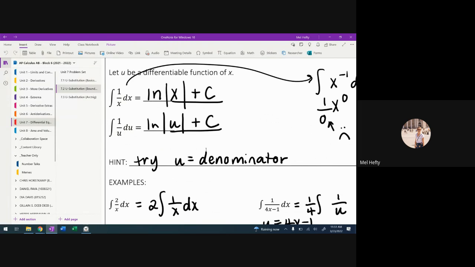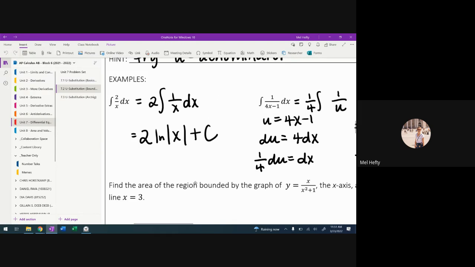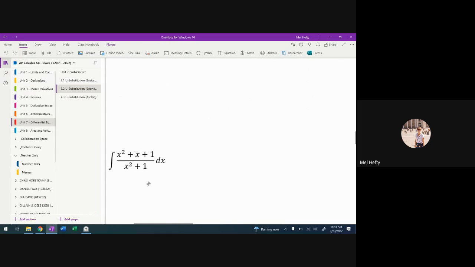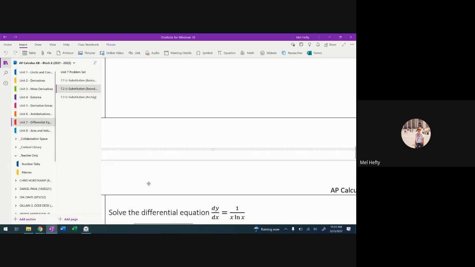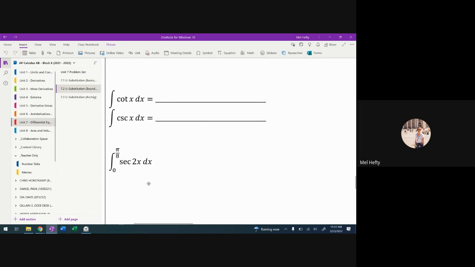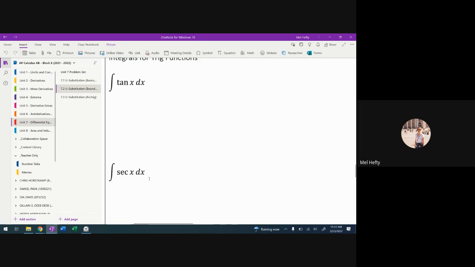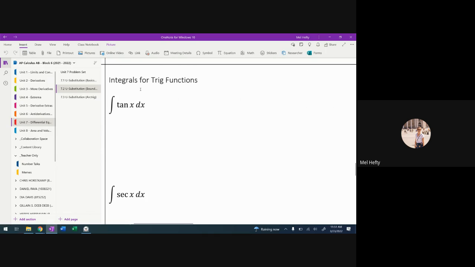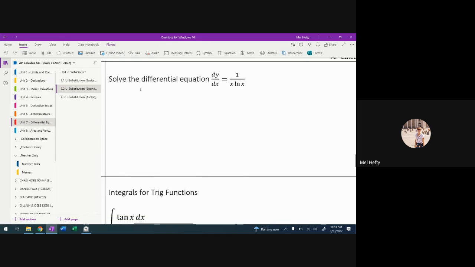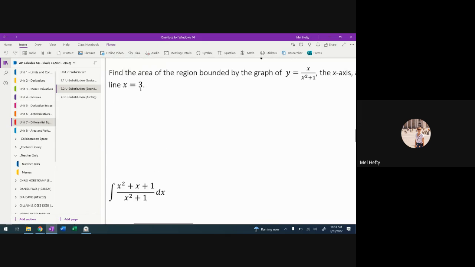We got natural log, so we got a good idea of trying u as our denominator if it was a little bit more complicated. So we're going to start here and do a couple of questions that have to do with natural log. And then I know you guys are just dying for some trig. So I'm going to show you the integrals for some of our trig functions. They are not nice, so we'll kind of look at them as we go.